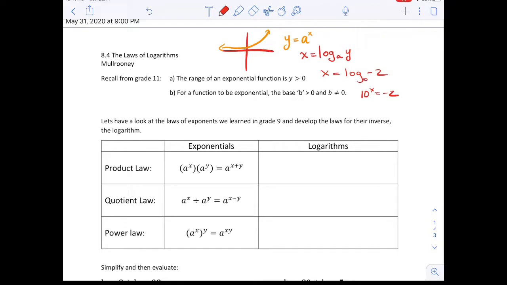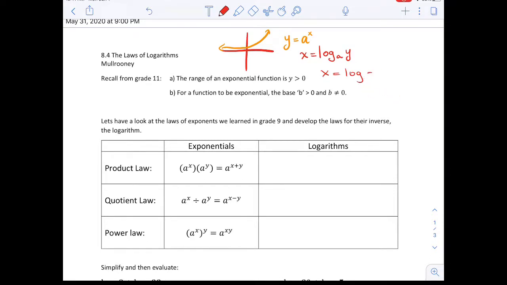You can also not have an argument that is equal to 0. So if this was 0 here, you can't have 10 to the power of x equal to 0. There is no exponent that will give us 0 as the answer. So the y value, the argument, can never be 0, or negative. It has to be a positive number.